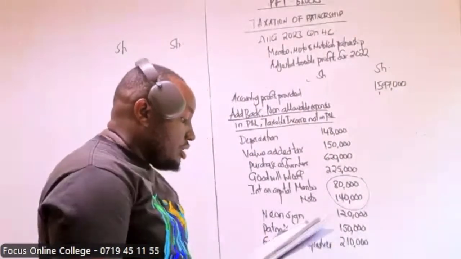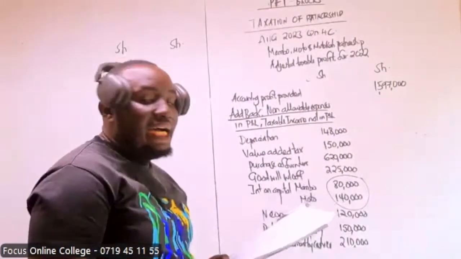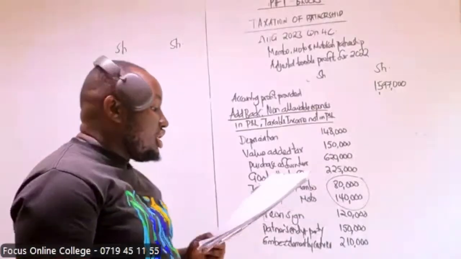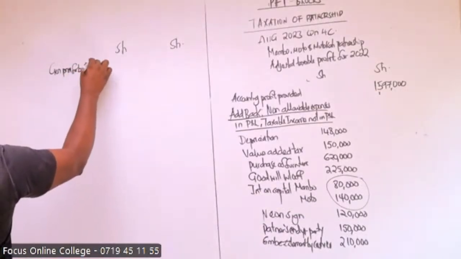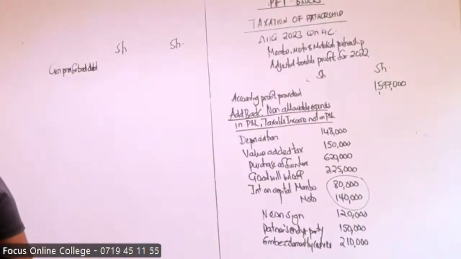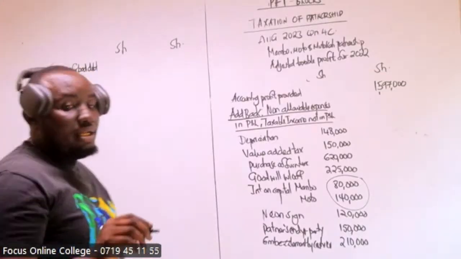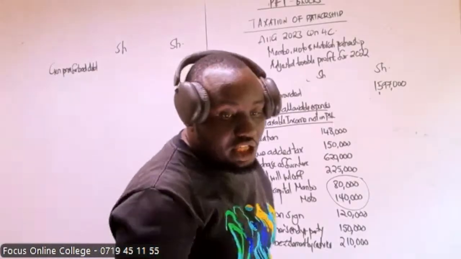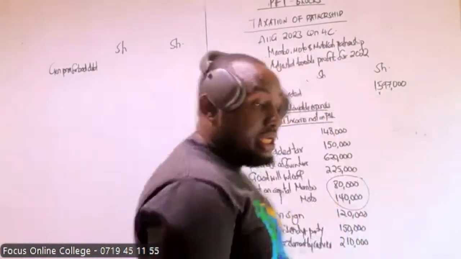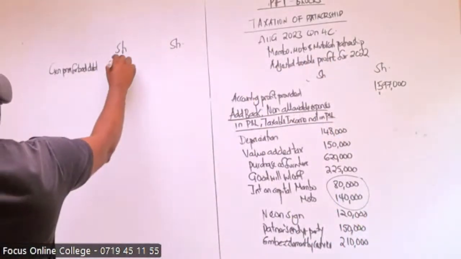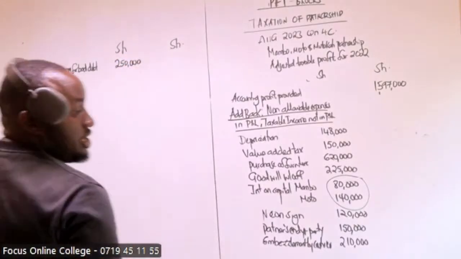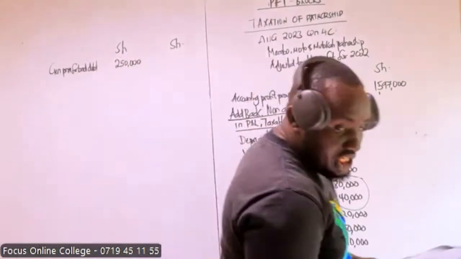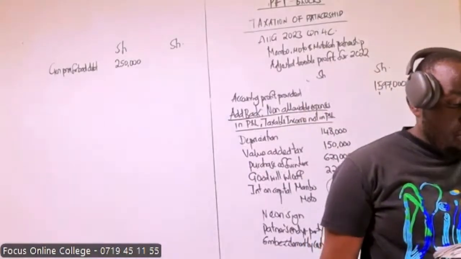Thank you. Then we go to the next, bad debt, a general provision. So we say general provision for bad debts. What is the figure for the bad debt? That figure should be 250. Is it 250? Respond with a yes if that figure is 250. Then we proceed to the next.